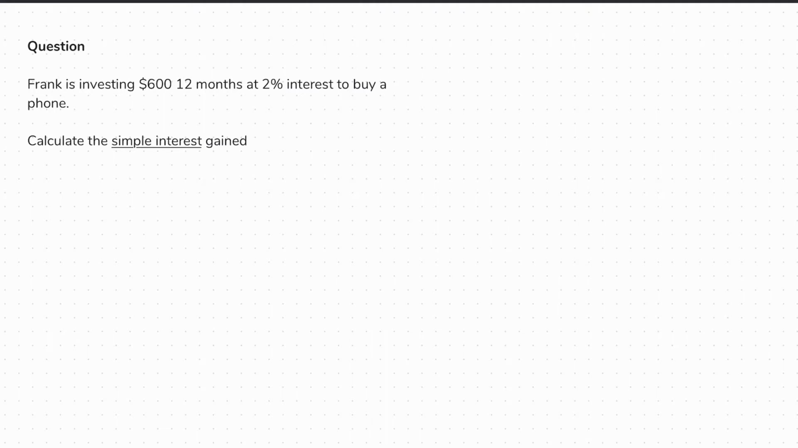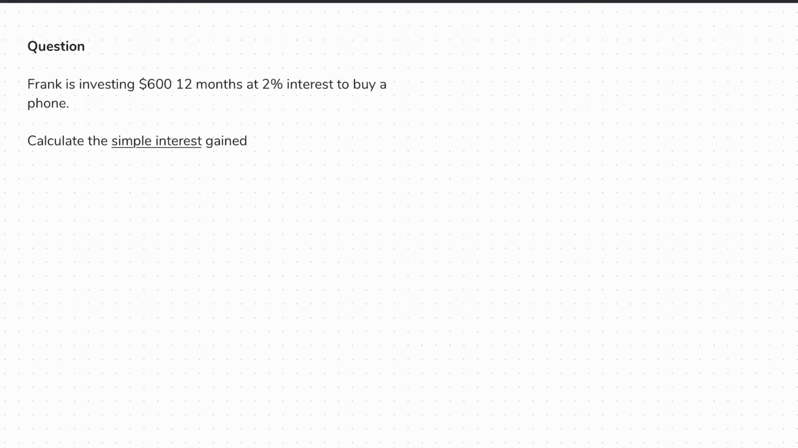Now, interest is either the cost or the gains of borrowing or investing your money. So we're either going to be paying it or we're going to be accumulating it. Now, Frank here is investing, so he's going to be gaining money. And what he does is he puts $600 in a bank or somewhere for 12 months at 2% interest.